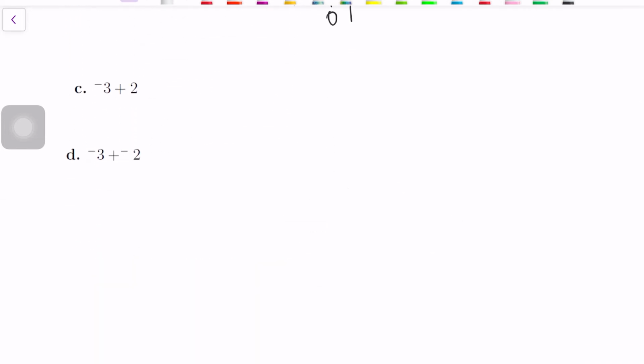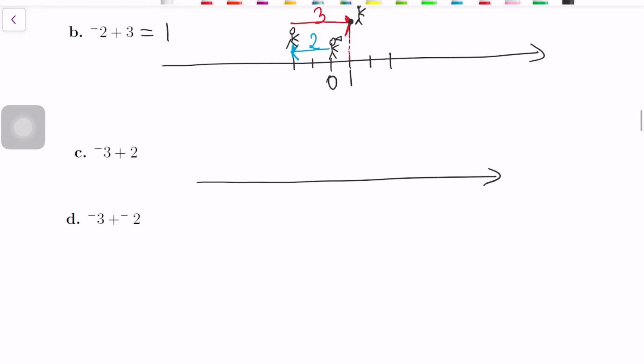Okay, negative 3 plus 2. So this time you start at 0 facing east again, and you're going to start going 3 units backwards, right? And then 2 units forward. So that brings you to negative 1.